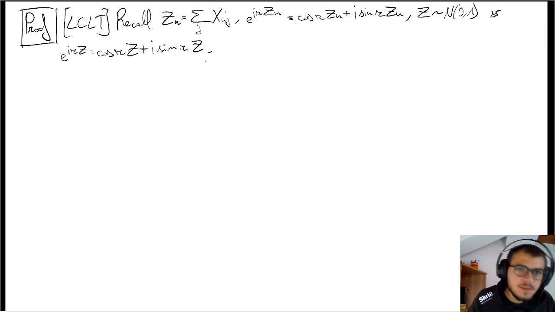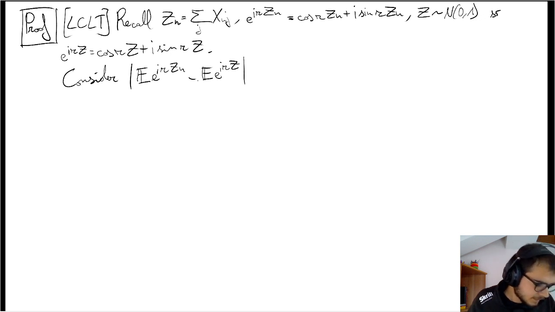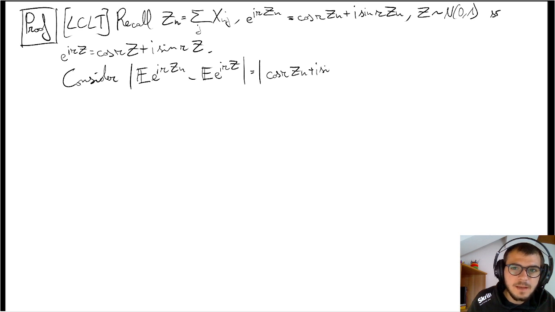And consider now the difference of the characteristic functions or Fourier transforms, and more explicitly, this thing is cosine r Zn plus i sine r Zn minus cosine rZ minus i sine rZ.